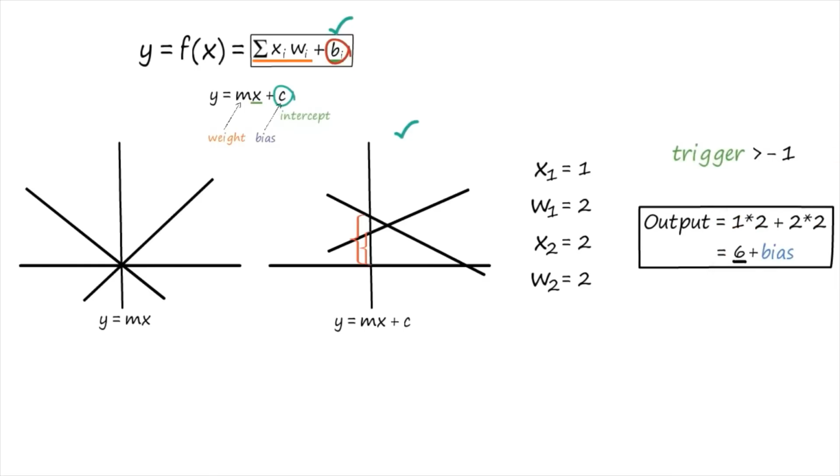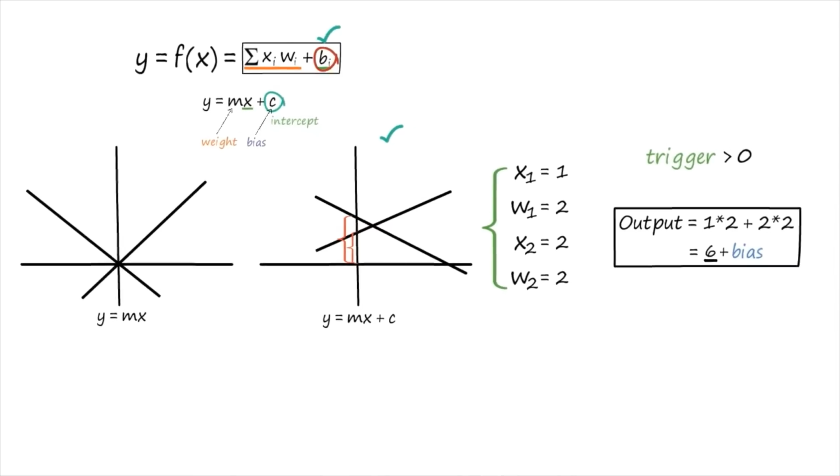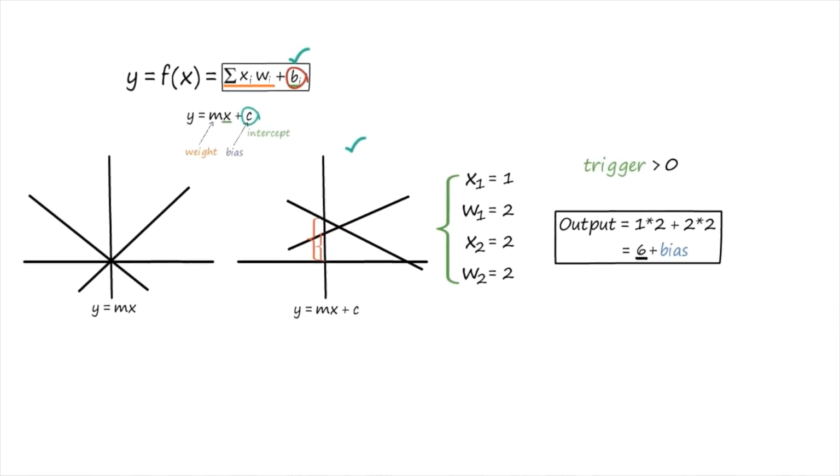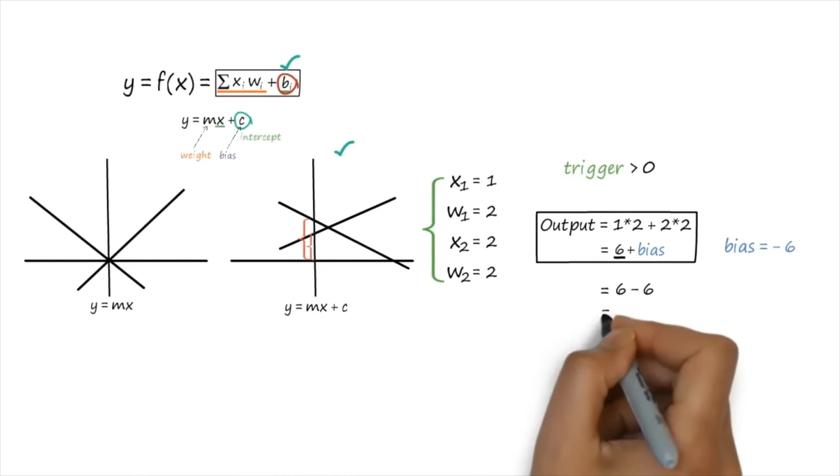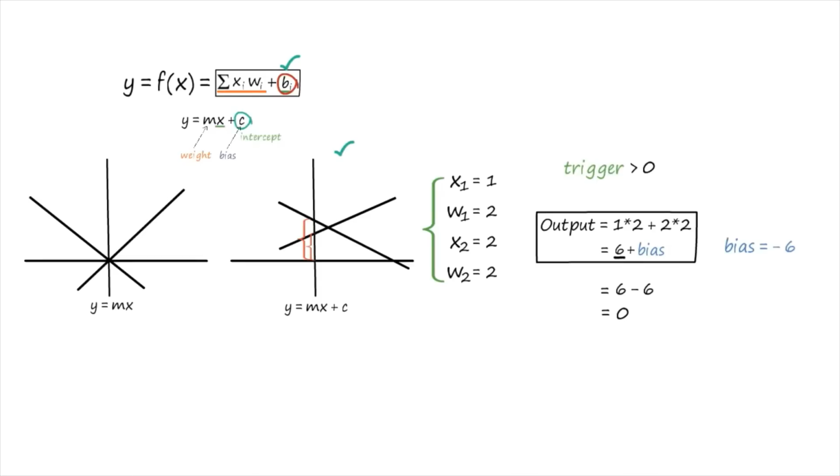So for our problem, this is the input and weight values and say the trigger value or the threshold value is greater than 0. So if our calculated value is greater than 0, then our neuron will fire. Now try to understand. According to our calculation, we have got 6. And say we have added one constant value, that is the bias value, and say here we have set the bias value as -6. So what will happen? 6 minus 6, it is 0. So the output of the neural network is 0. It means the network will not fire.